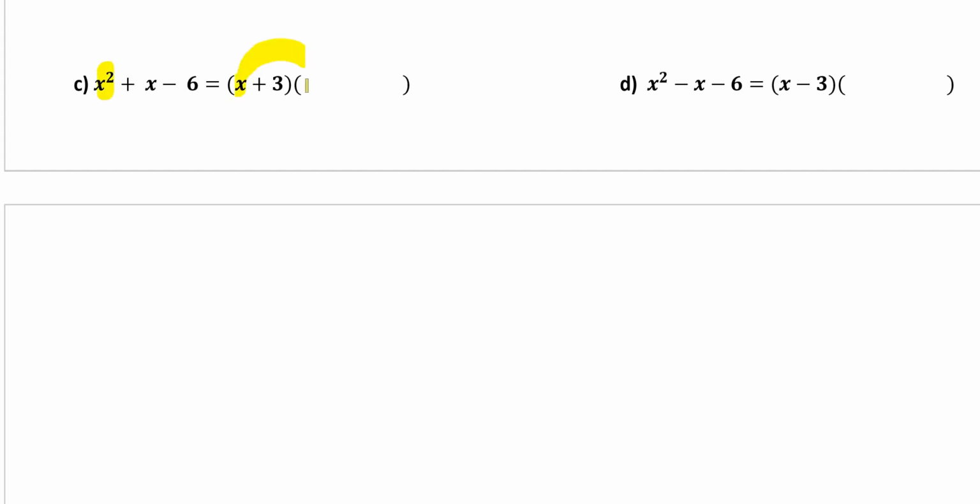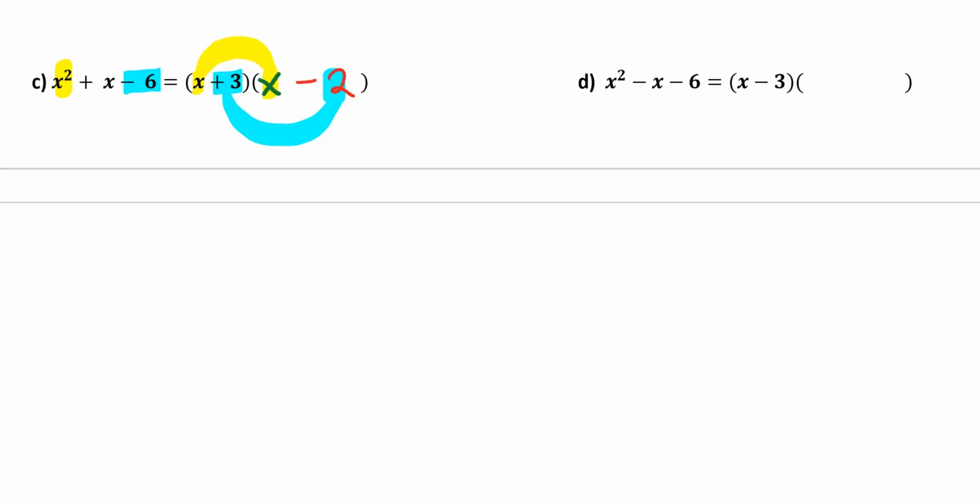All right, for letter C here, I have an x squared. So x times what will give you x squared? Well, that has to be an x. And then I have a negative 6. So 3 times what would give you the negative 6? So that would have to be negative 2. And that's how you would finish off that problem.